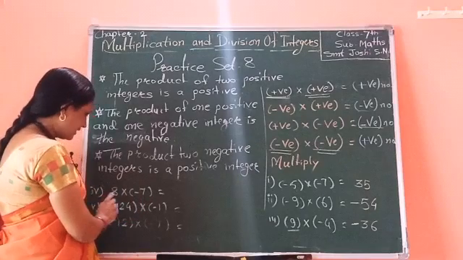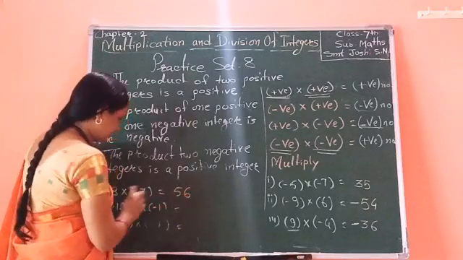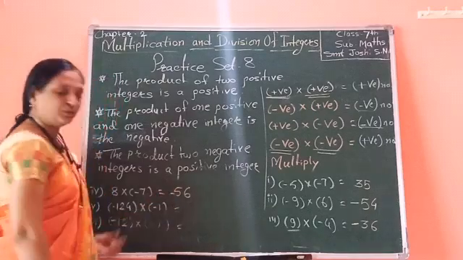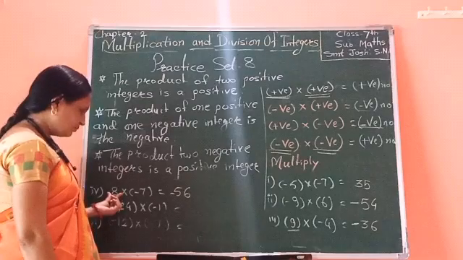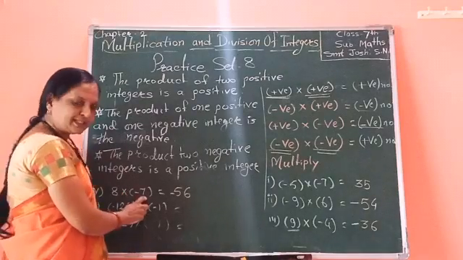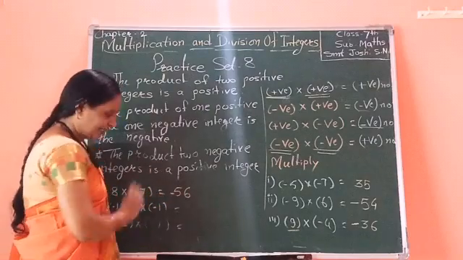Here, fourth example, 8 7s are 56. The answer is negative because 7 is negative and 8 is positive. One number is negative, one is positive. The product is negative.